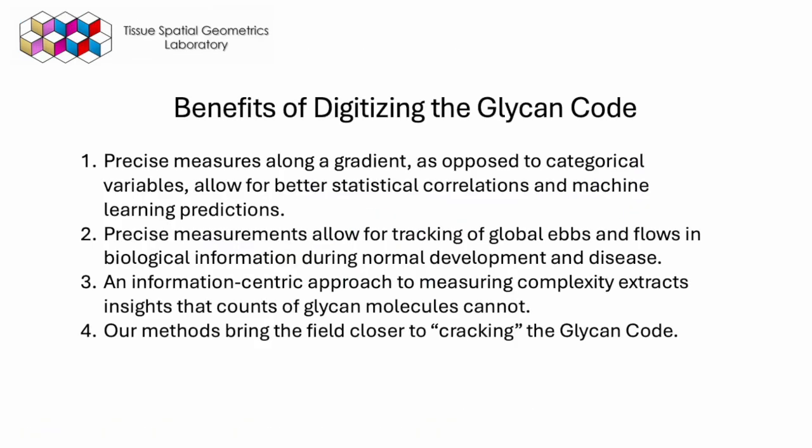So what are the benefits of digitizing the glycan code? Well, firstly, precise measures along a gradient as opposed to categorical variables allows for better statistical correlations and machine learning predictions. Secondly, precise measurements allow for tracking of global ebbs and flows in biological information during normal development and disease. Third, an information-centric approach to measuring complexity extracts insights that counts of glycan molecules cannot. And lastly, our methods bring the field closer to cracking the glycan code.